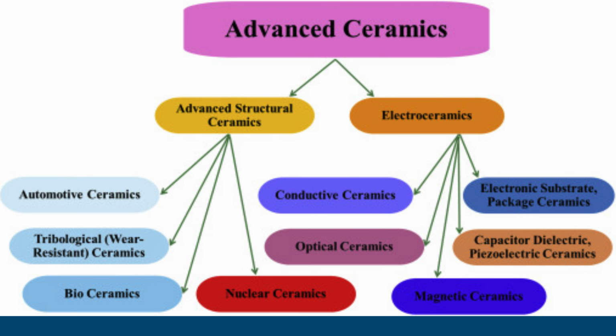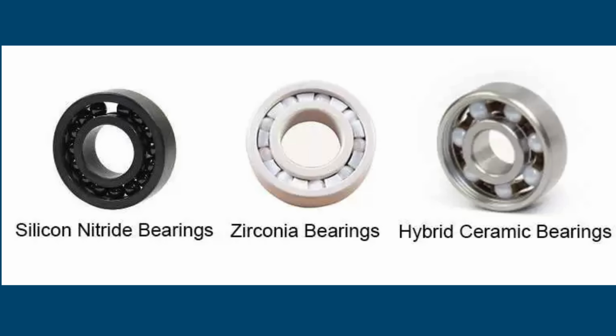Industrial and tribological applications. Ceramics are extensively used in bearings, cutting tools, wear-resistant coatings, seals, and abrasive systems. Their high hardness and resistance to friction-induced degradation make them ideal for tribological applications. Silicon nitride bearings, for example, offer superior performance in high-speed and high-temperature environments compared with conventional steel bearings.